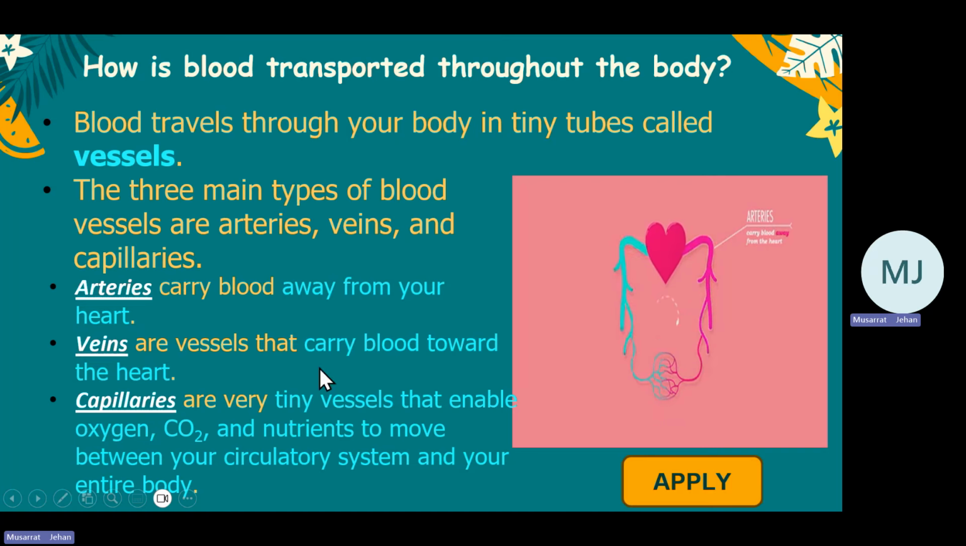Veins are vessels that are carrying blood towards the heart. They're bringing blood to the heart. Capillaries are very tiny vessels and they are connecting the arteries and the veins here. And it is all the exchange of material like gases or nutrients. It takes place here in the capillaries. Tiny vessels, they enable oxygen, carbon dioxide, and nutrients to move between your circulatory system and your body. So these capillaries are important. Remember these 3 types of blood vessels.